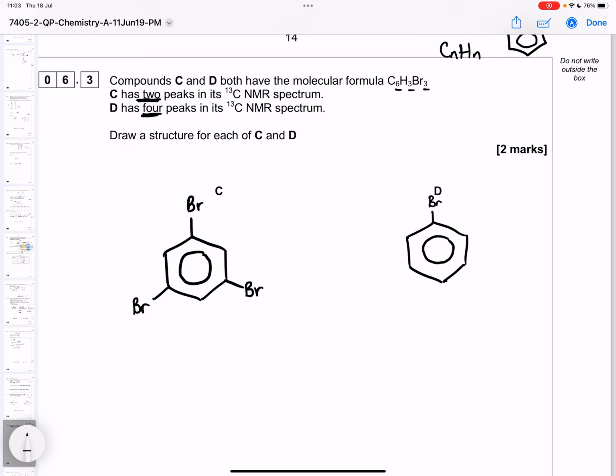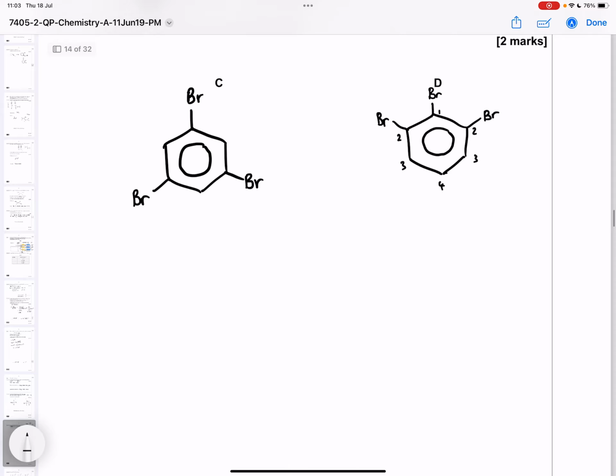So if we put a Br here, and then a Br here, and a Br here, we can just play around with it. This would have carbon type number 1. These two would be identical. These two would be identical, and this would be different. So that works out.